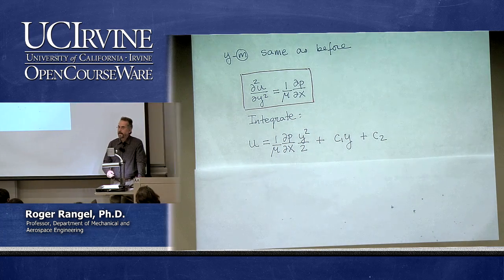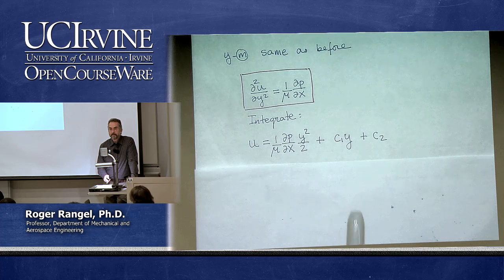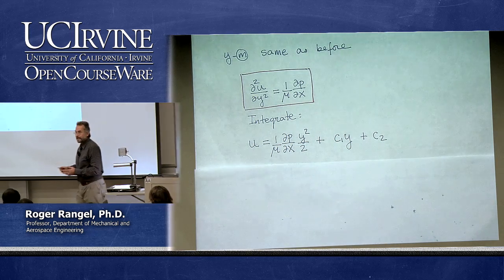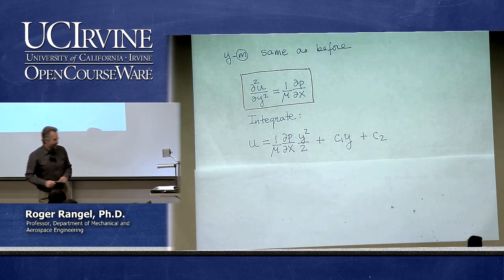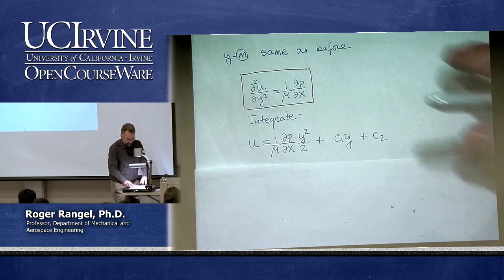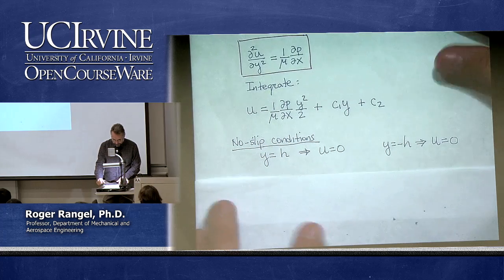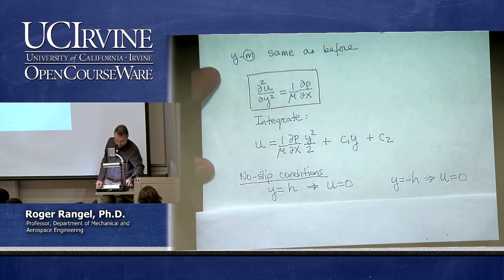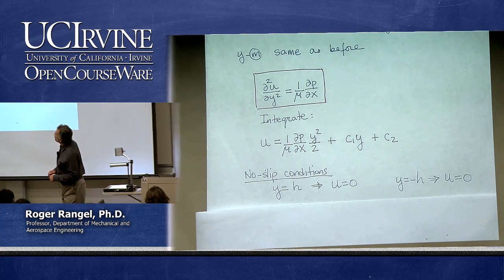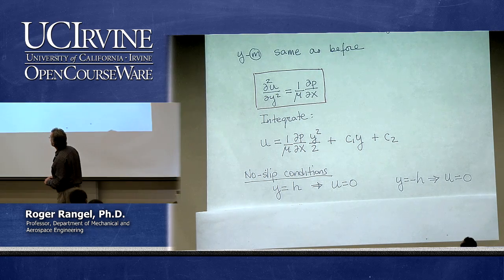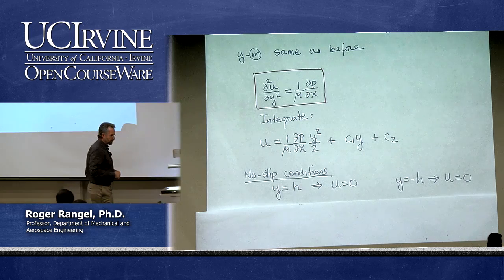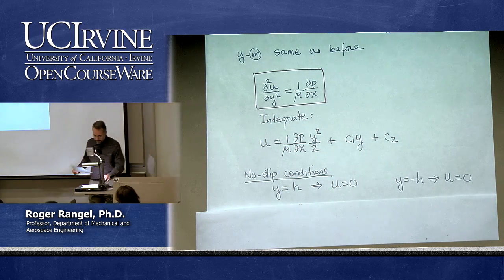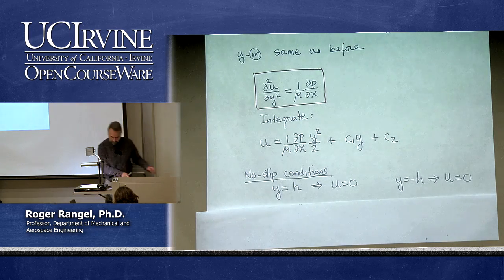And the same question that we had before, how do I find these constants, C1 and C2? Same way I found them before. Right? I find my constants from my boundary conditions, which are the same as before. I didn't change those. So I still have my no slip conditions to satisfy. Right? So I can plug them in and find those constants. And what do we get?